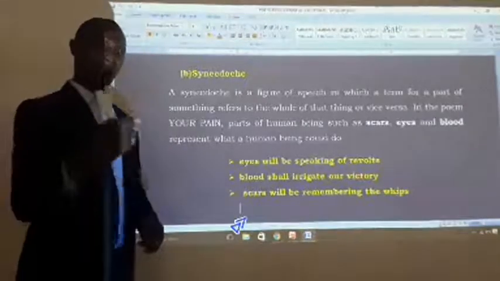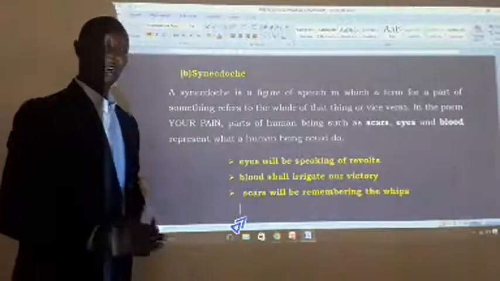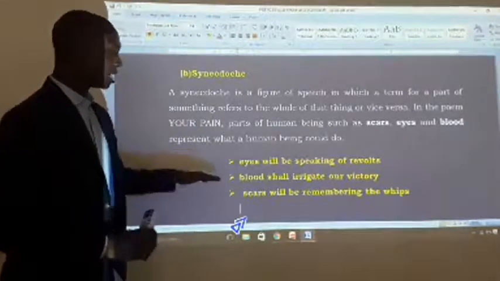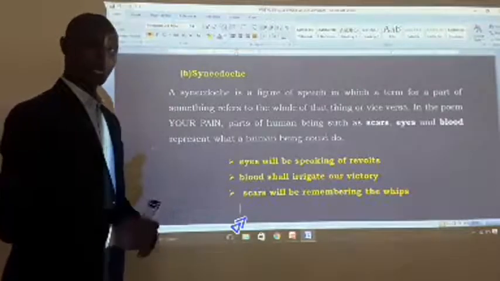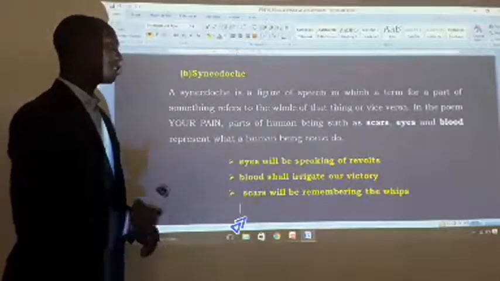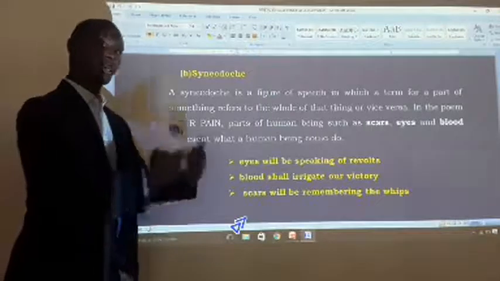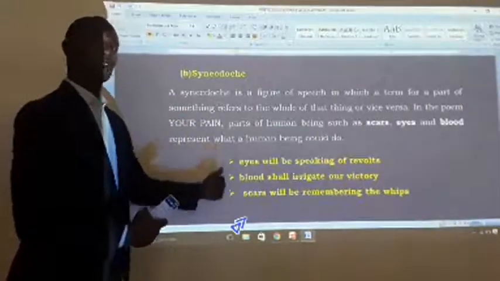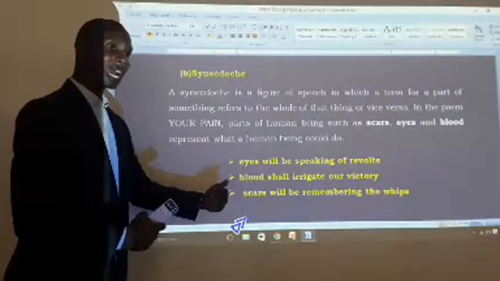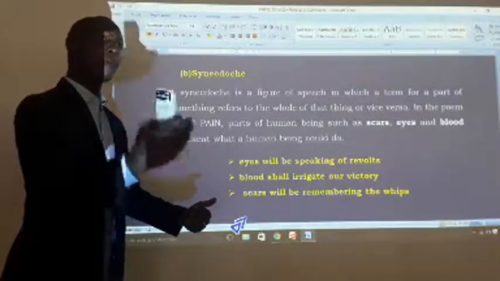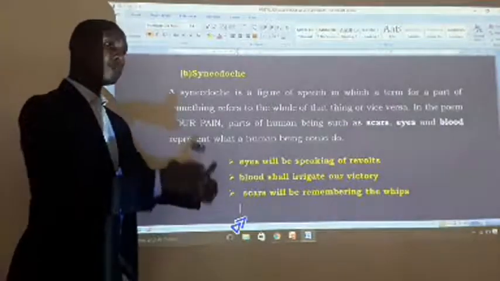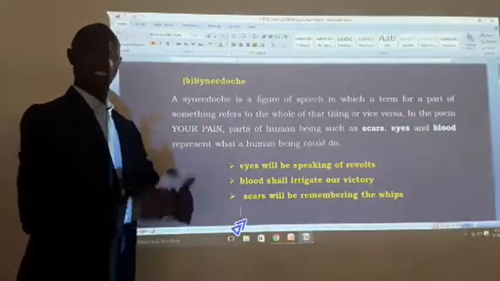Many students do confuse synecdoche under this regard with personification. In fact, here, the eye is a part of a human being. Therefore, when it says eyes will be speaking of revolts, it means it's a human being who will be speaking of revolts. For that case, this is not personification, because the eye has not been given a human ability, because it's a part of a human being. Therefore, the part of the human being has represented the human being.